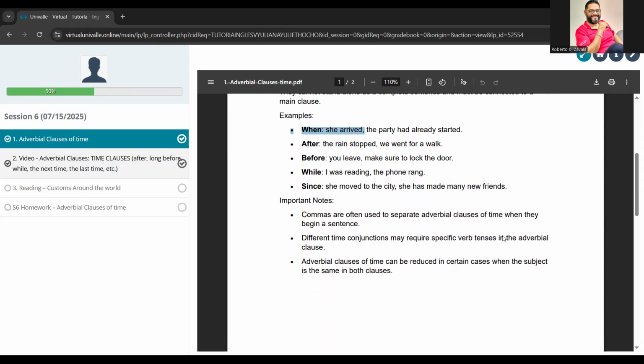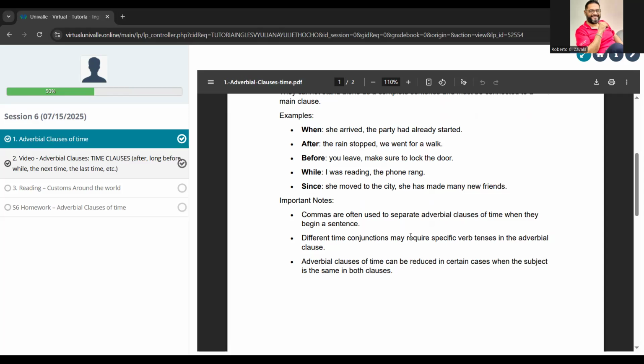So if you look at it, the main clauses are excellent. They stand alone. We went for a walk. That's a perfectly good sentence. Make sure you lock the door. That is a perfectly good, complete sentence. The phone rang. That is an excellent sentence. She has made many new friends. That is an excellent, perfectly good sentence.